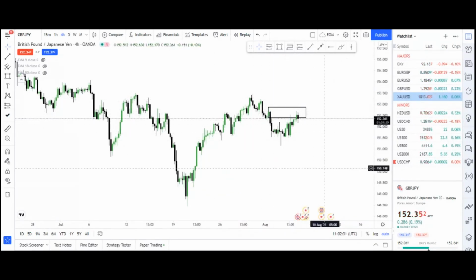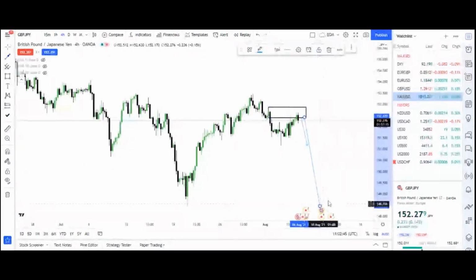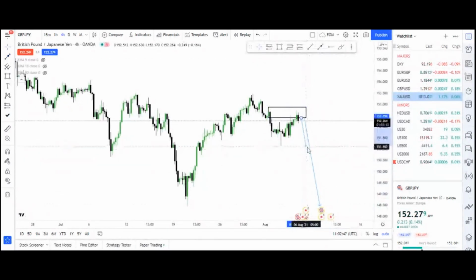I expect this to happen. You take out this old low, first partials, then final take profits right here at this old low. So that's just how it's done. Brilliant, easy, not stressful at all. Exactly, the value is still the same. No changes in the value. Good for now.